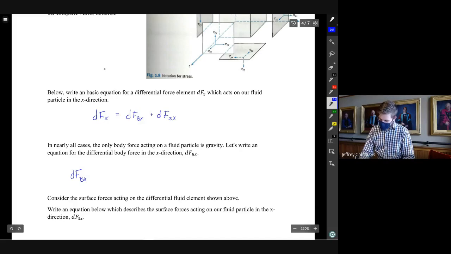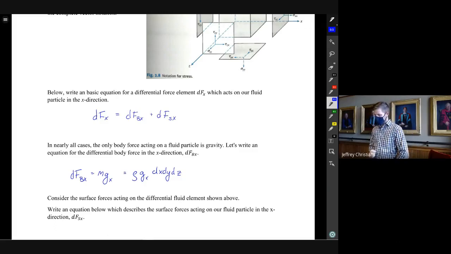Our differential force is mass times gravity in the x direction, which is equal to density times gravity times volume, dx dy dz. So the body forces are pretty straightforward. It's mass times gravity.